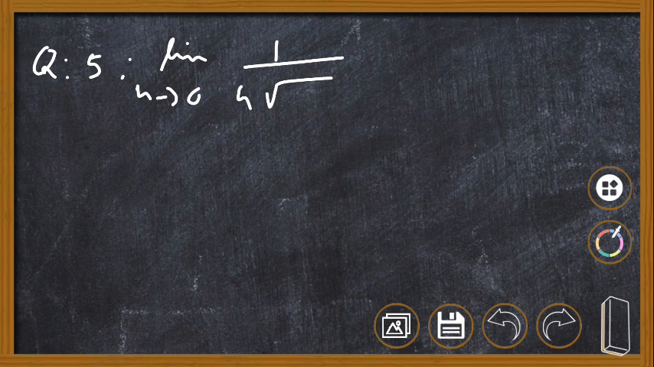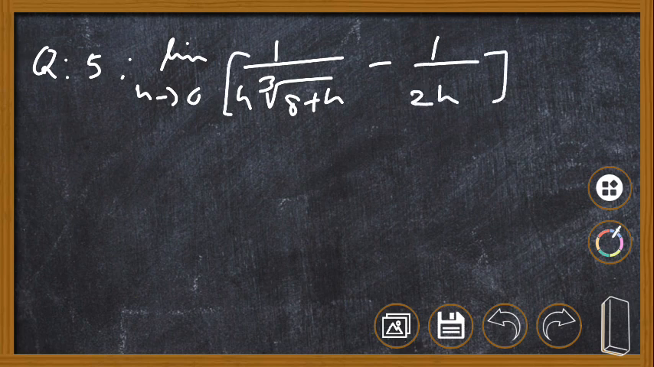Now, let us proceed to the next question. This is question number 5 for today. Limit h tends to 0, 1 divided by h into cube root of 8 plus h minus 1 divided by 2h.